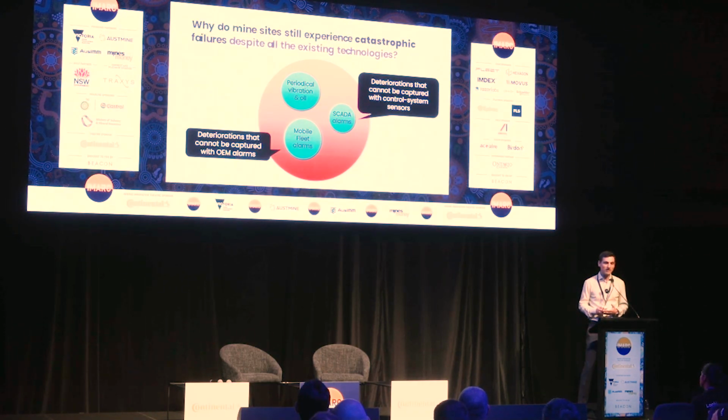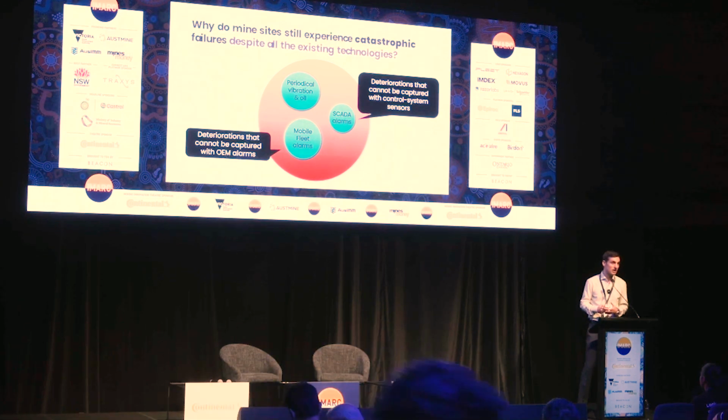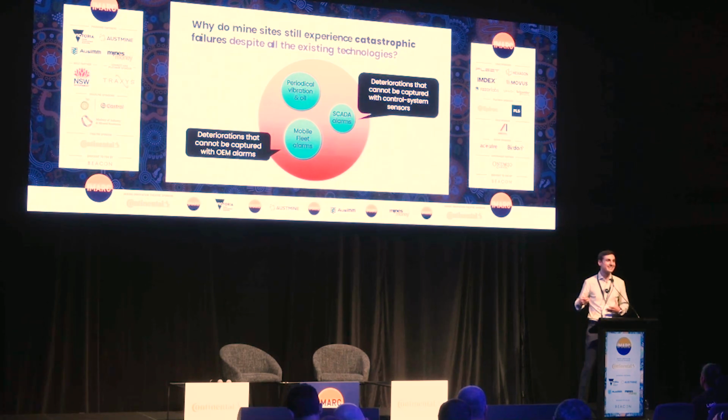And that goes both for fixed and for mobile assets. We can see, for example, in sites that the OEM sensors only cover so much, and roughly a quarter to a third of the failures cannot be covered with the existing mobile fleet sensors. In fixed assets, the percentages are much larger, and actually most of the failures cannot be covered by the sensors that are connected to SCADA or historians.